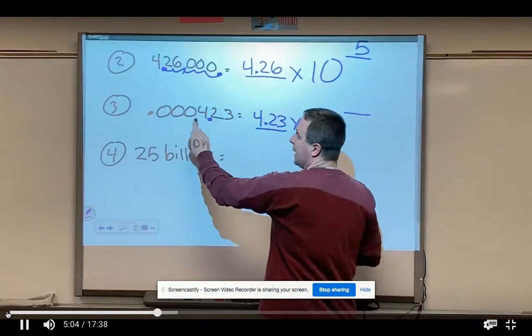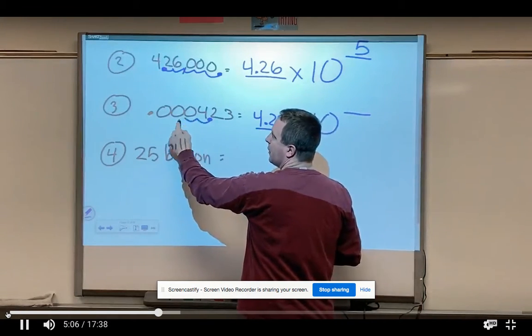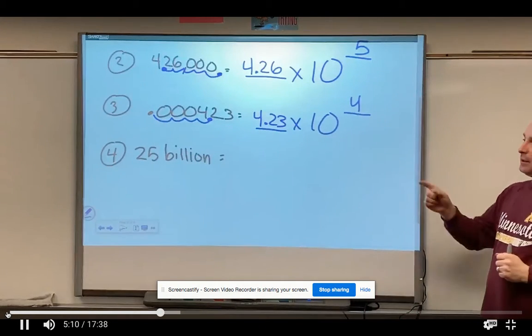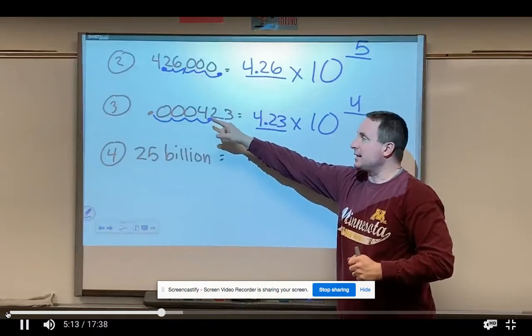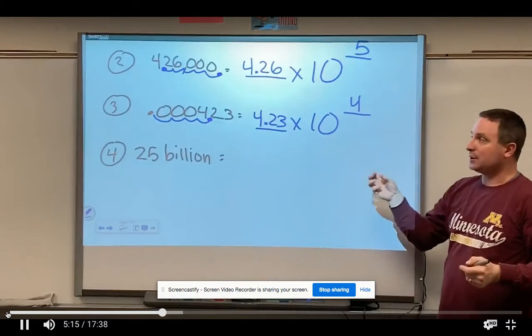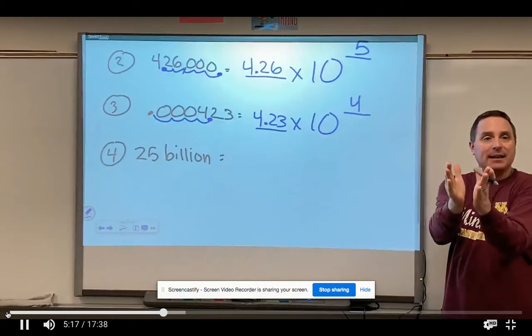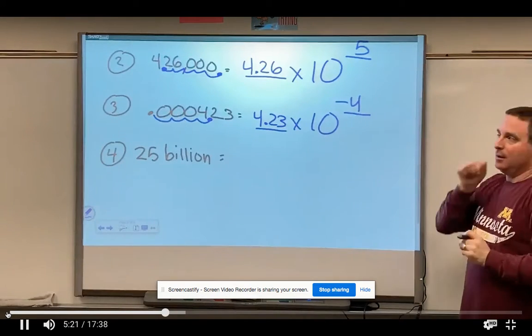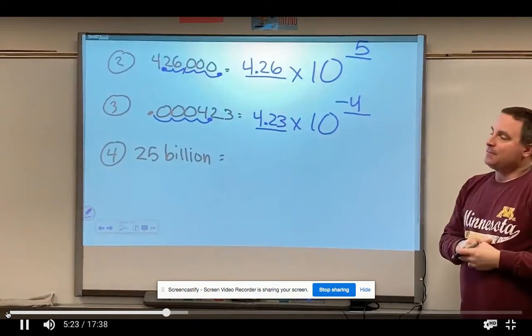Okay, and I'm going to count again. How many times did I move it? 1, 2, 3, 4. It's a fourth power. But when I go back and look at that, the number that it started as, 0.000423, is a really teeny tiny number. Teeny tiny numbers have negative exponents. Okay. All right, last one here.